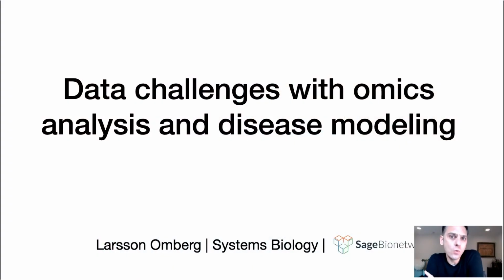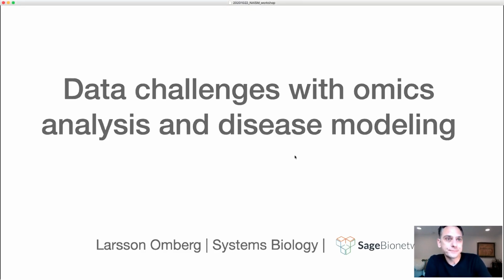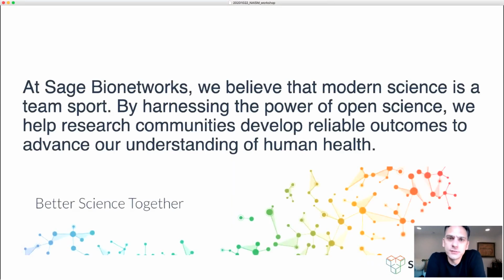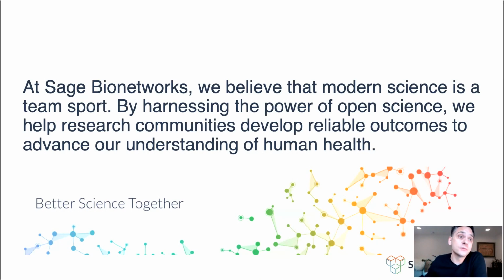And I'm really going to be talking about open models and alternative models for data sharing, and where there are not enough and when we need to do more, and some of the incentives that you need to build into that. And a little bit of background about me. So I work at an organization called Sage Bionetworks, and we're a nonprofit in Seattle, Washington. And really, we have a belief that modern science is a team sport. And by harnessing the power of open science, we help research communities develop reliable methods and outcomes to understand human health.